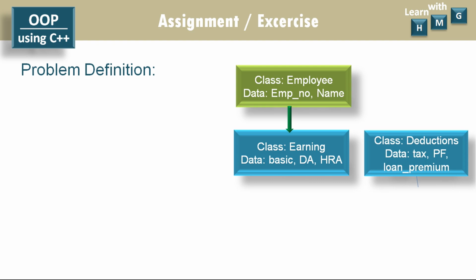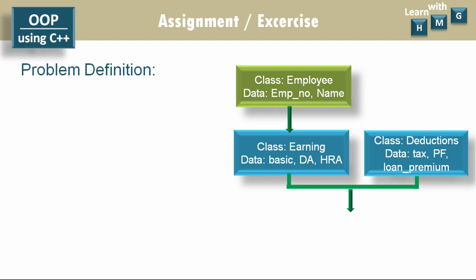Then there is one deduction part of salary in which the amount is deducted from the salary of employee, and there are three components. One is tax, then PF means provident fund, and loan premium, that is the employee is having loan, that may be home loan or like that, and the installment premium is being paid and that is deducted from his salary. So like this, here from the earning this deduction will be subtracted.